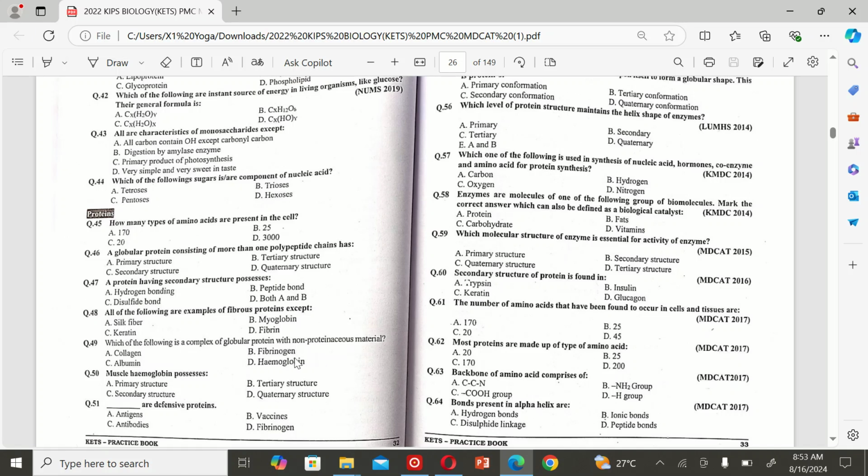The next MCQ is: which of the following is a complex of globular protein with non-proteinous material? A, collagen, B, fibrinogen, C, albumin, and D, hemoglobin. So the correct option is C, hemoglobin.